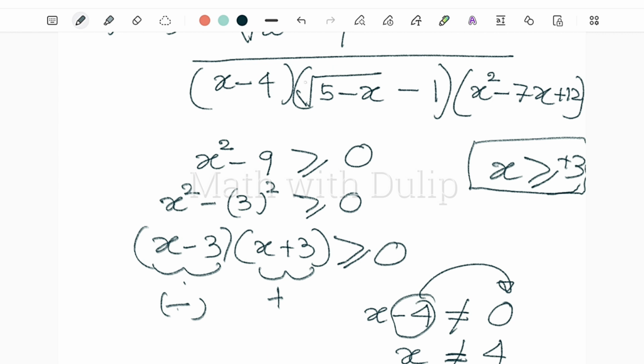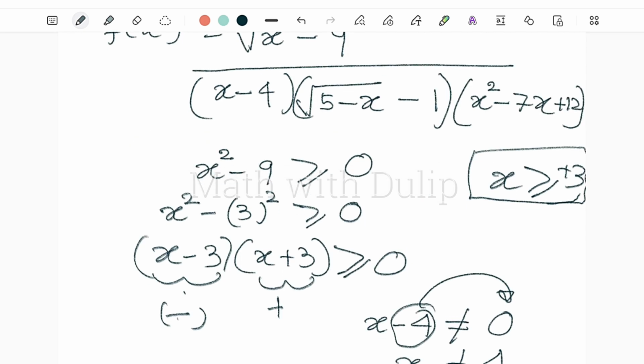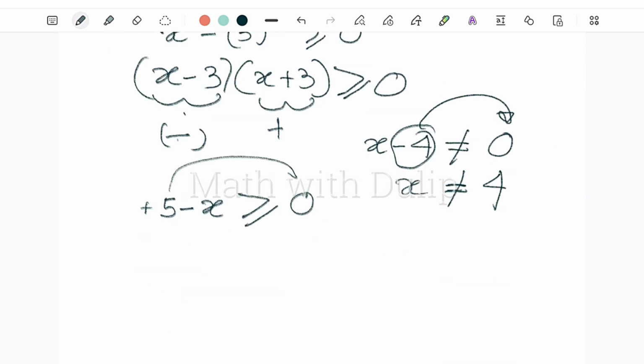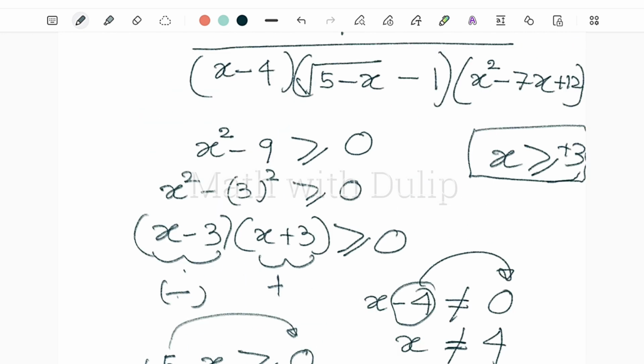Also look at this one. In this radicand, 5 minus x is inside the square root. So this should be greater than or equal to 0. If positive 5 is sent to the other side, negative x is greater than or equal to negative 5. If you divide both sides by negative 1, the inequality symbol flips: x is less than or equal to positive 5. If you put 5 here, yes, then this is 0, the square root of 0 is 0, but here negative 1 is there.